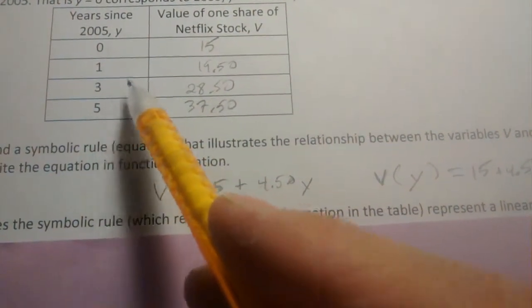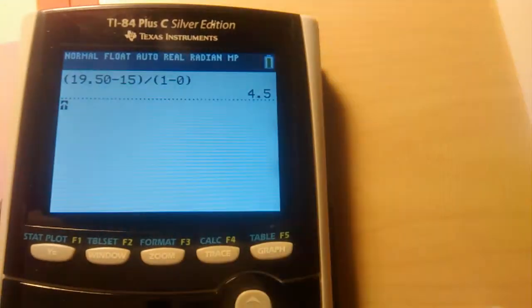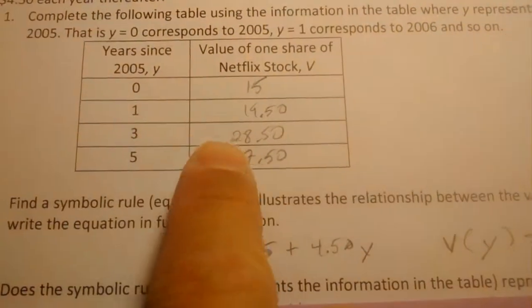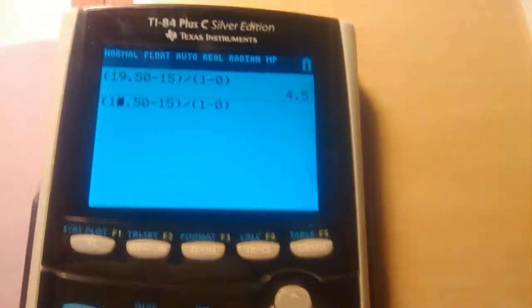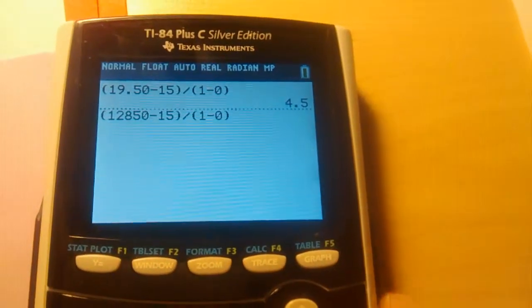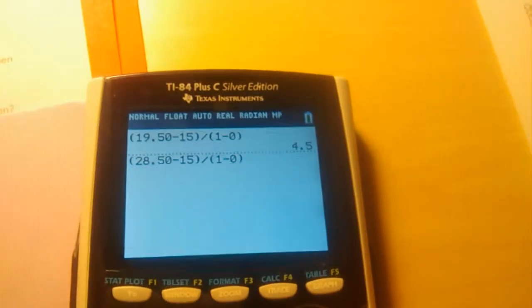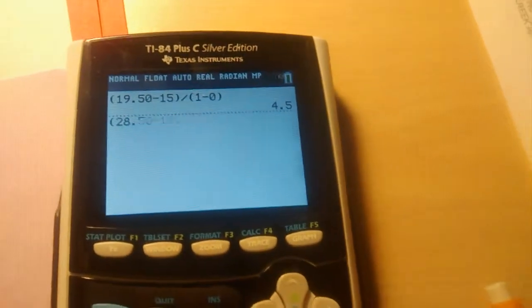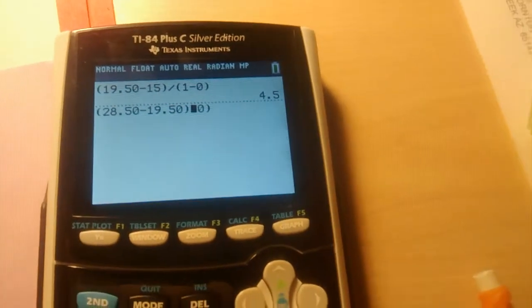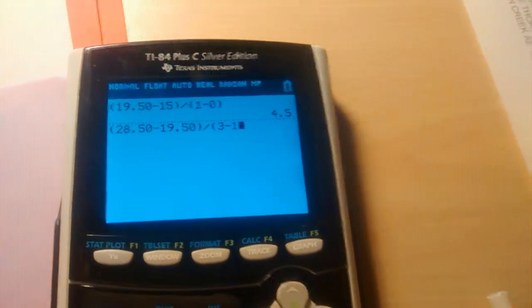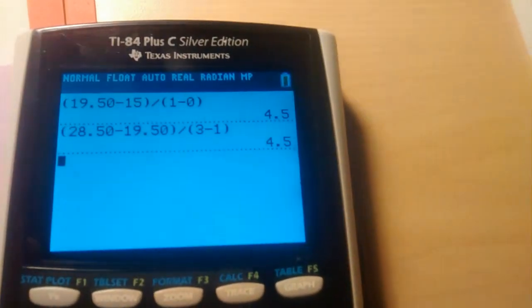And then let's do years from year 1 to 3 after 05. I'm going to go back and hit second enter, and enter the difference of the outputs for those years, which is 2850 minus 1950, divided by 3 minus 1. And lo and behold, that gives me $4.50 as well.